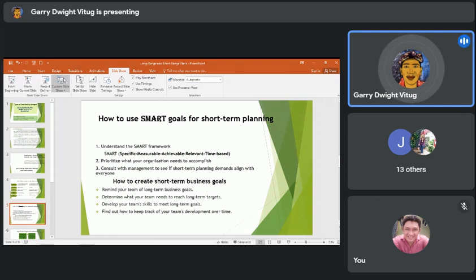Dito rin po yung kailangan magkaroon ng proper orientation ng mga kasamahan natin kung ano pong nararapat. Pwede rin po magkaroon ng workshop, mga seminar para po lumawak ang kaalaman ng mga empleyado po. So number 3, develop your team's skill to meet long-term goal. So dito po kailangan po natin ang Human Resource Department po.